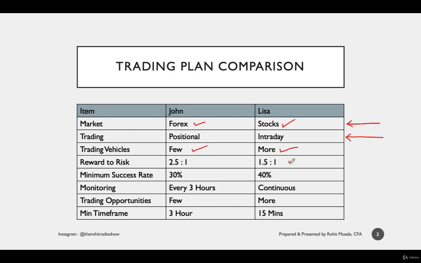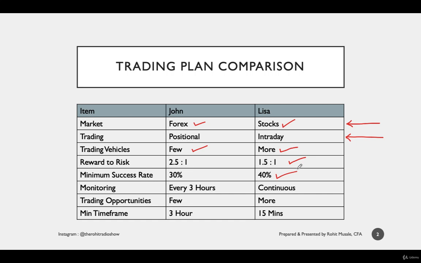Coming to reward to risk, the fact that the reward to risk ratio for Lisa is low demands that she is good at her success rate. Her success rate needs to be high for her to make money. So her success rate needs to be 40% if she wants to make money at that reward to risk.